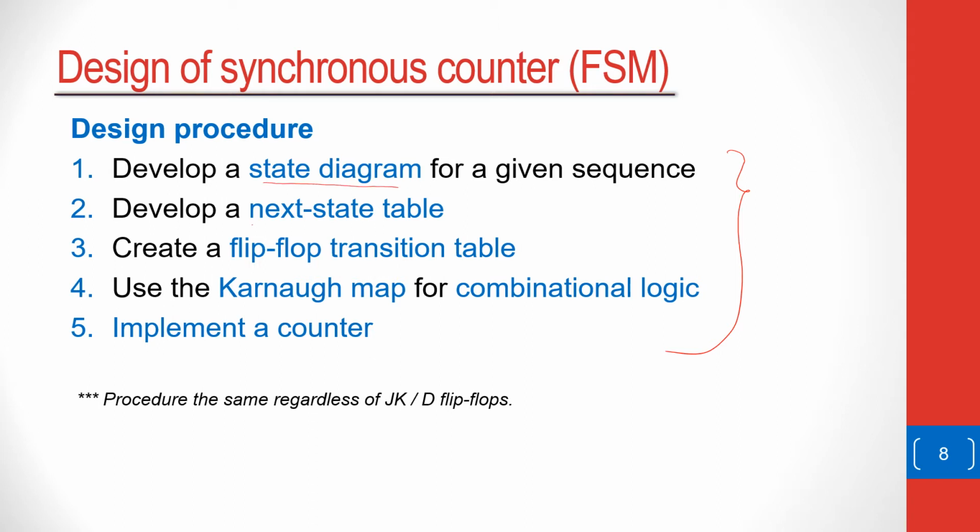Step number 2, you need to develop the next state table. Step number 3, you create the flip-flop transition table. Step number 4, you use the K-maps, or Karnaugh maps, for the combinational logic. And then finally, you would implement your counter, the combinational logic that you have derived from step number 4.